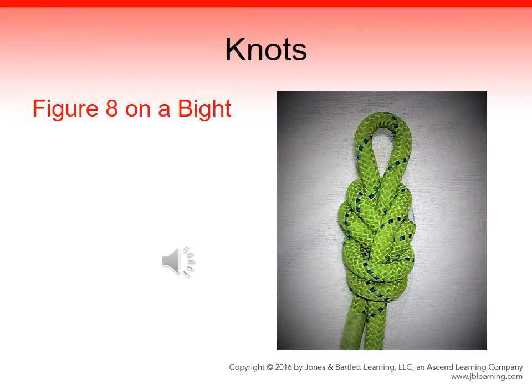A figure eight on a bight is simply the loop formed when the rope is doubled back on itself. A figure eight on a bight is used as a secure loop in a rope for clipping in hardware. You will find that you will use this knot a lot in this class. Some of the drawbacks of this knot is that it can be difficult to untie after it has been loaded.